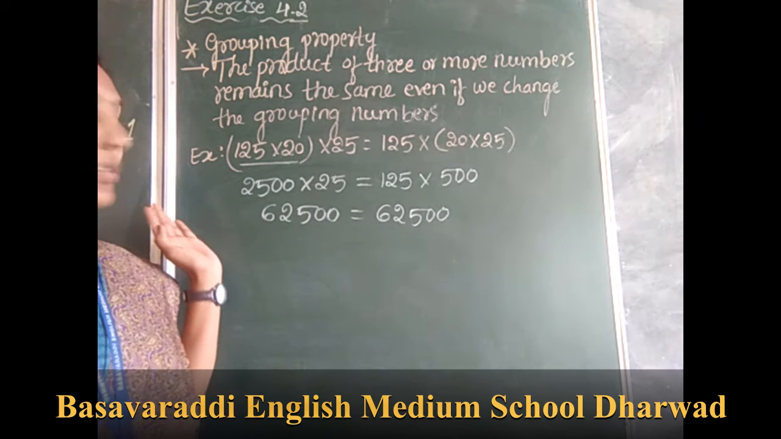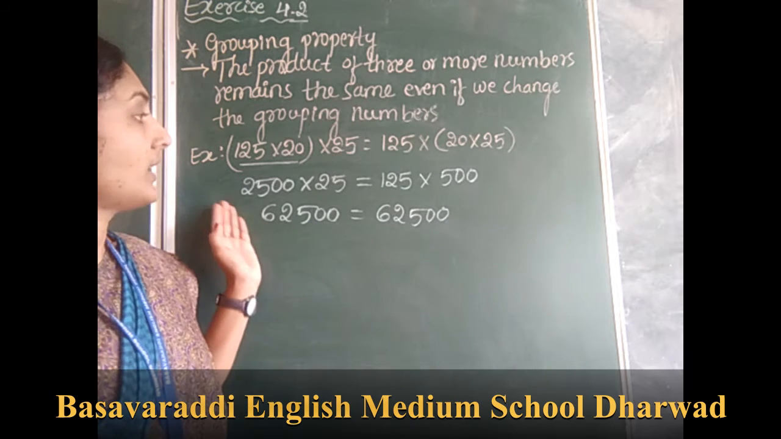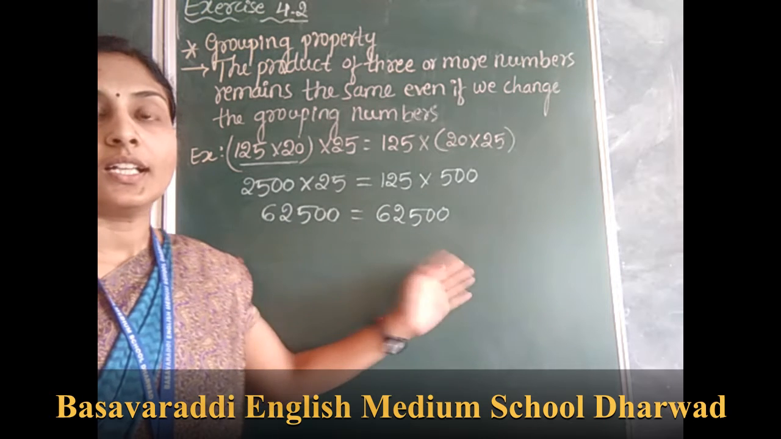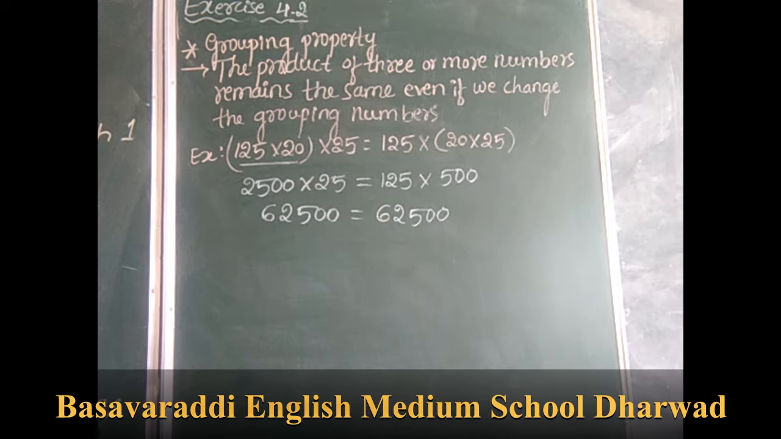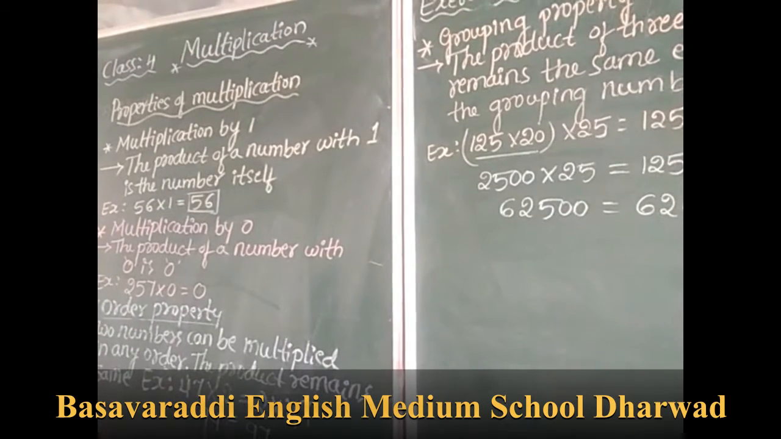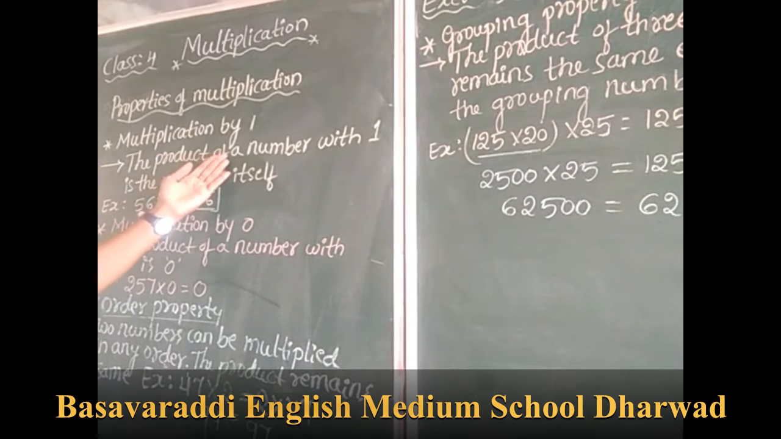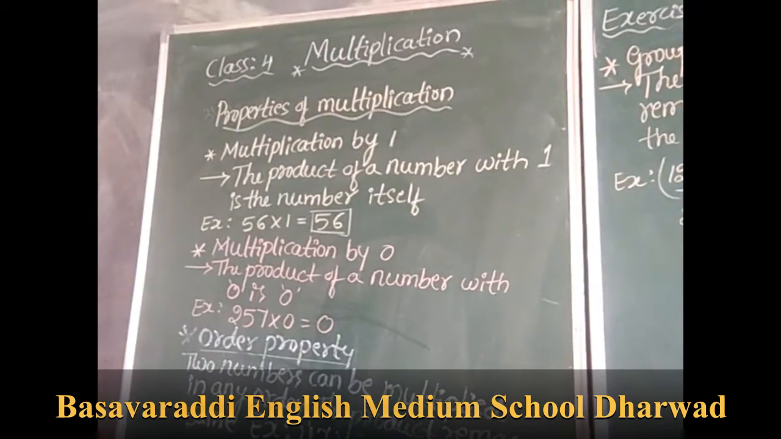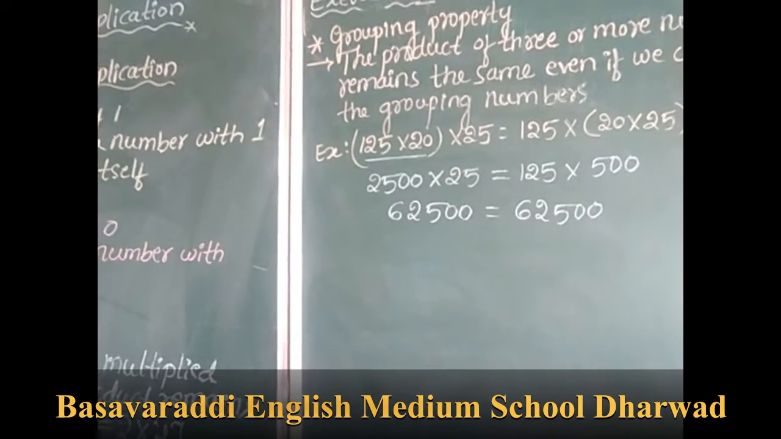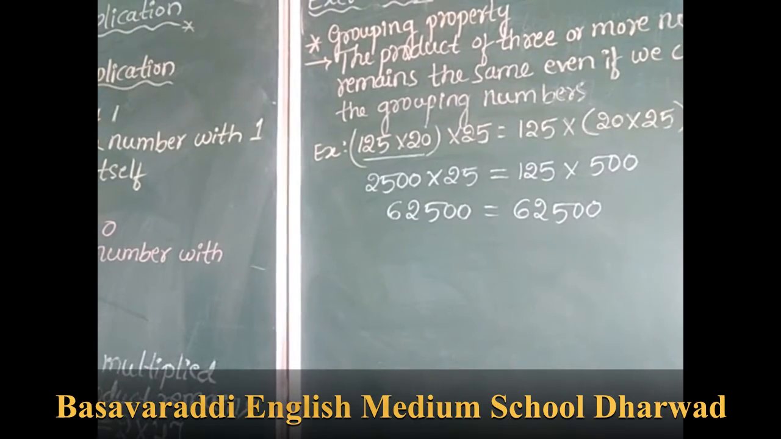We will apply these properties for the next exercise, 4.2. There are four properties of multiplication. The first one is multiplication by 1. The second is multiplication by 0. The third is the order property. And the fourth is the grouping property.